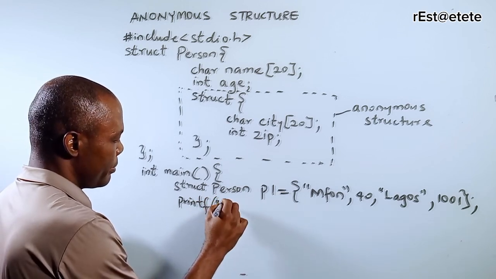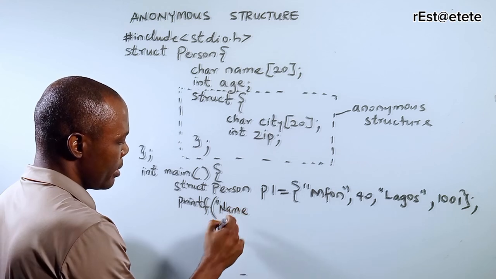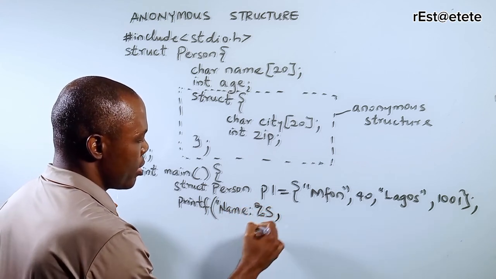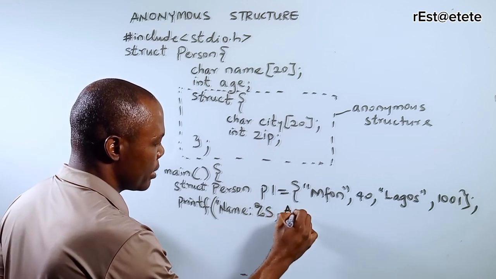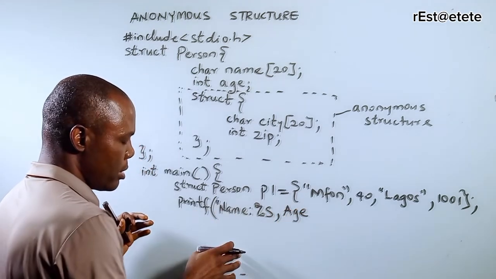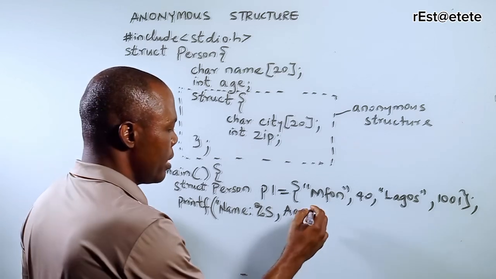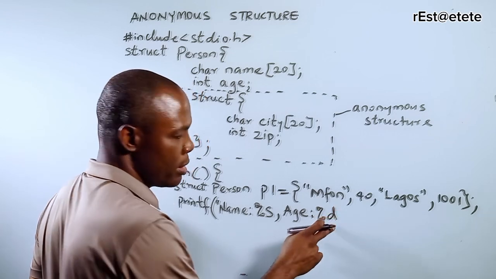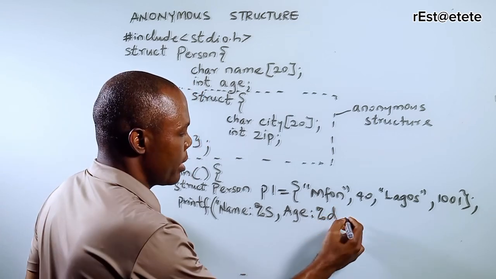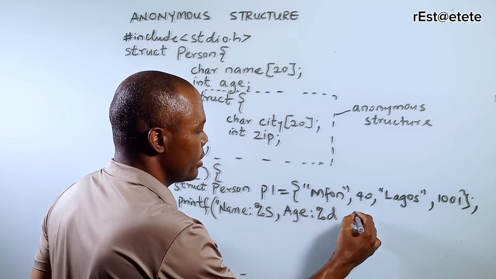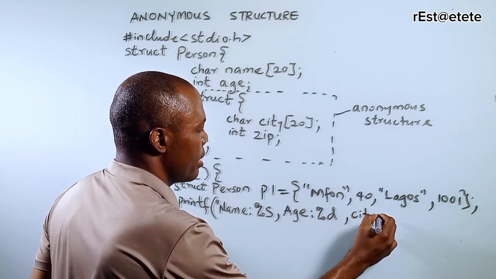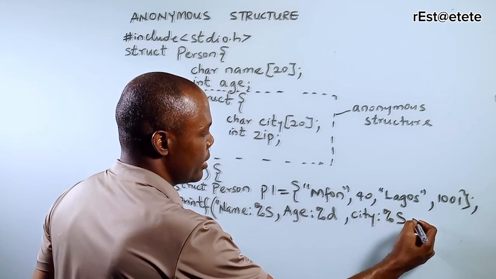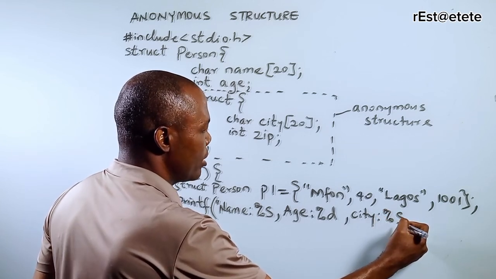For name, I'll put this string literal, %s, comma, age. Let's just write it in a straight line because of space. Age, we give it %d because it's an integer, comma, city, %s is a string literal. Let's just leave it at that.